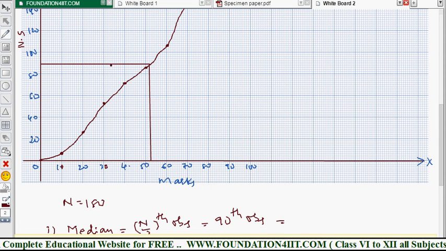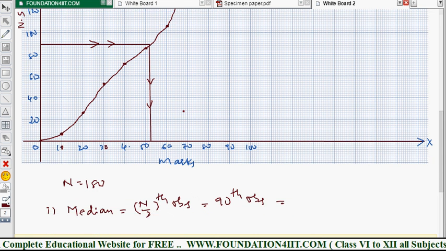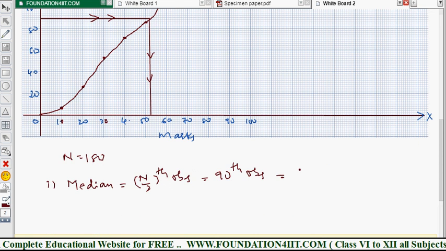You can mention the directions also, how we are taking it, towards down. From 90 students, if you join, it is 52.5 approximately. So 52. Clearly you can check it. So 52 marks. From the ogive, from the graph, you have taken it. And next, see the questions.